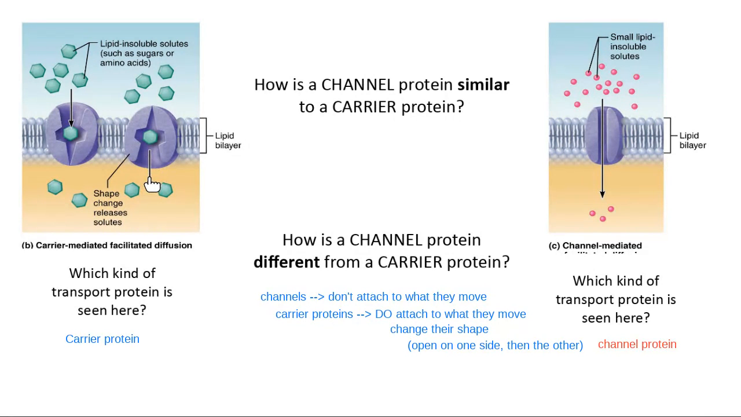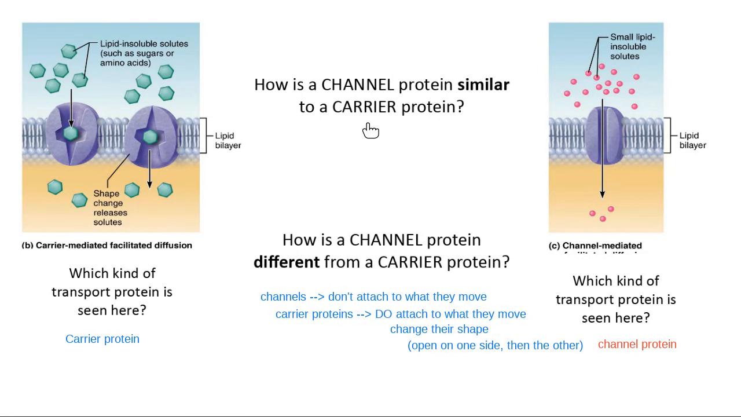If my carrier protein is constantly opening on one side and then the other side, that's an example of a carrier protein. Channel proteins always have a channel for things to move through. That channel could be gated. It could be not always open, but once I open that gate, things will pass straight through it.